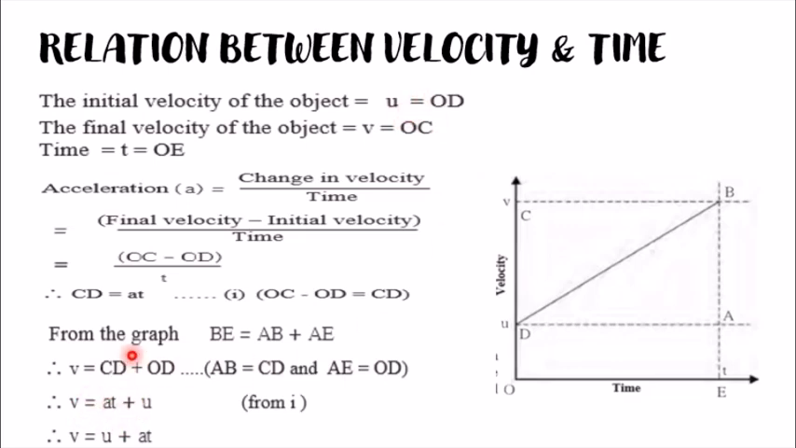So CD we get from here, that is at, and OD we get from here, that is u. So v is equal to at plus u, or you can also write it as v is equal to u plus at. This was the first equation given by Newton. So v is equal to u plus at is the first equation of motion, and here we have found the relation between velocity and time.